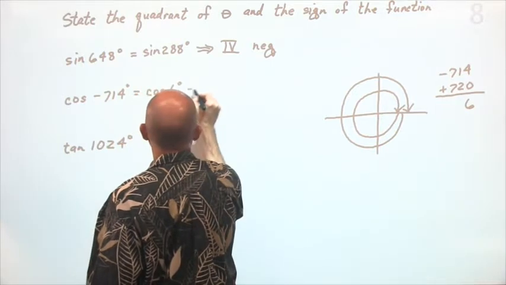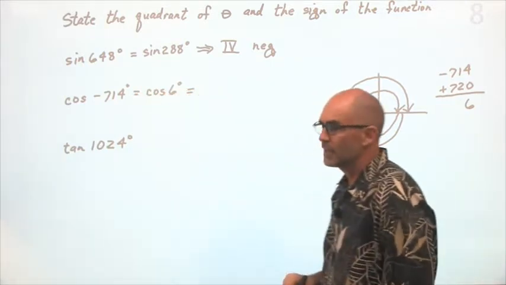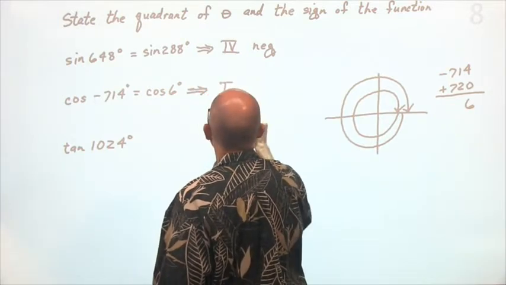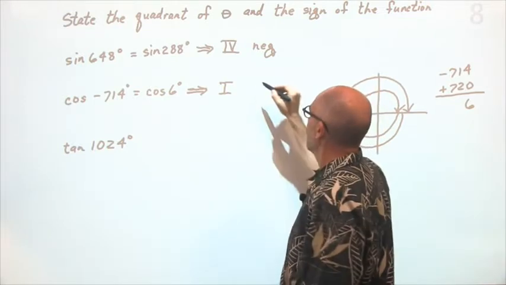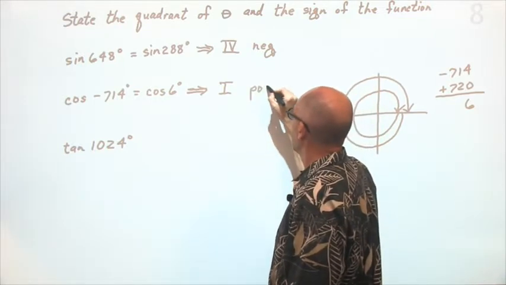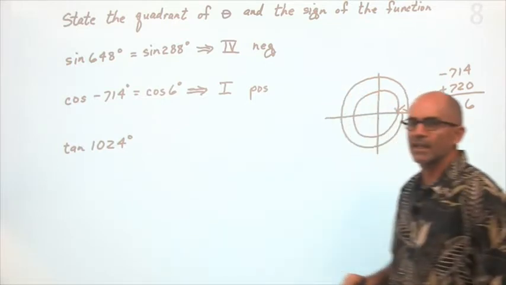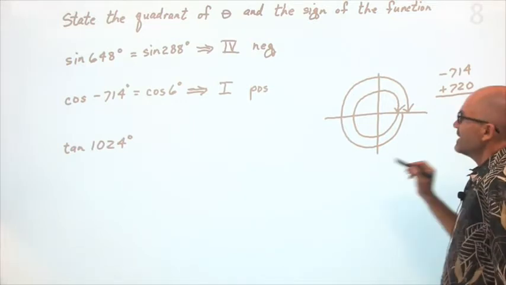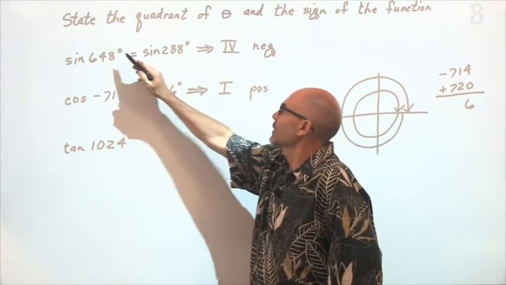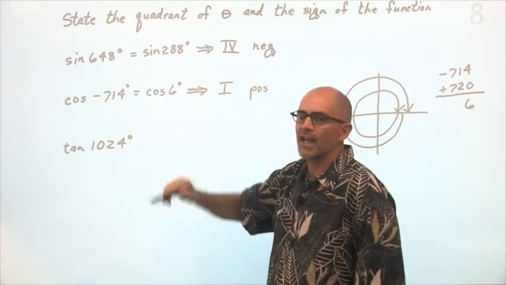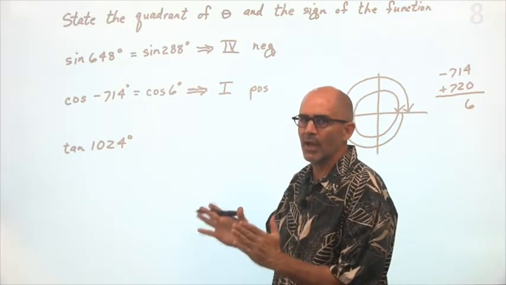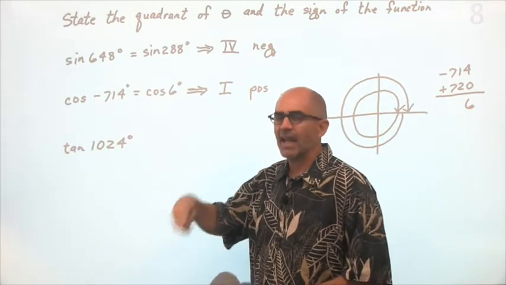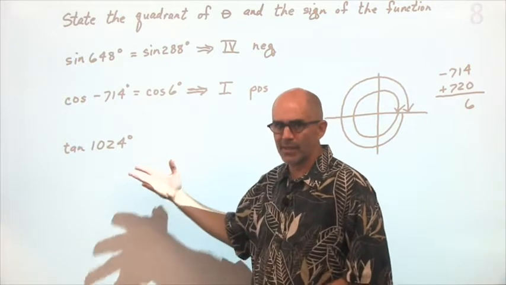And that's in the first quadrant. So quadrant 1, and 6 degrees is right, so that makes the cosine of negative 714 positive. So what we did with the first one was we subtracted 360 until we got down to a number between 0 and 360. The second one, we added 360 until we got to a number between 0 and 360.